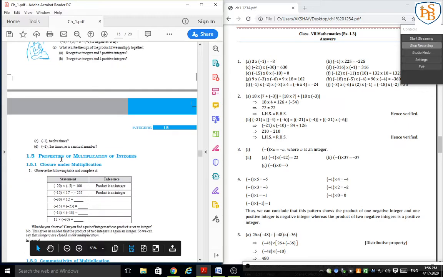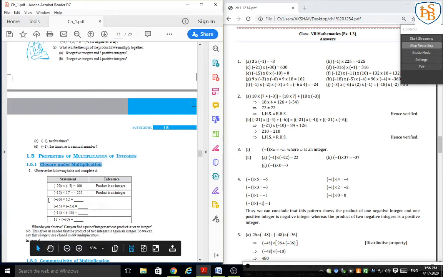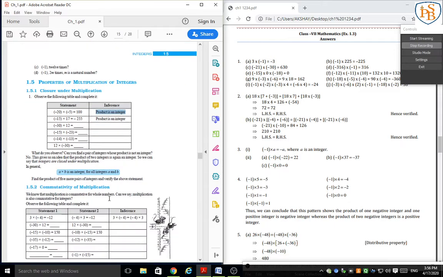So what are the properties of multiplication of integers? The first one is closure under multiplication. That means if both numbers are integers, then their product is also an integer. So in multiplication, when the numbers are integers, their product is also an integer.